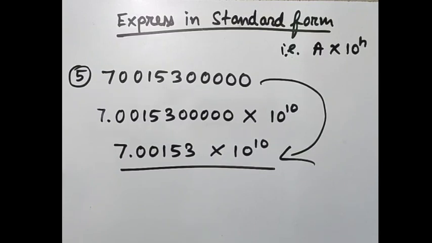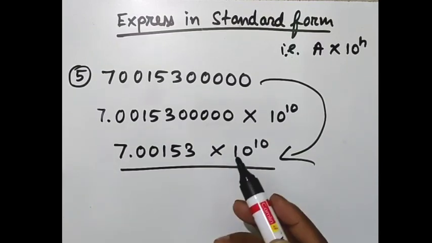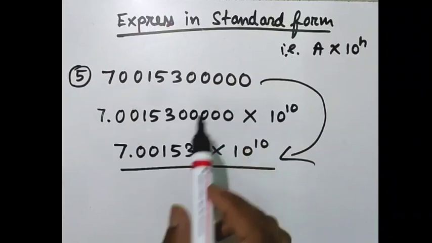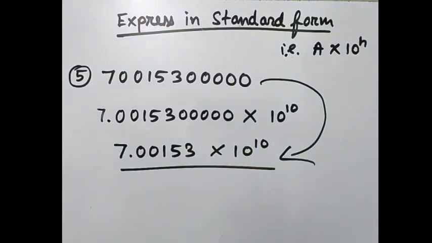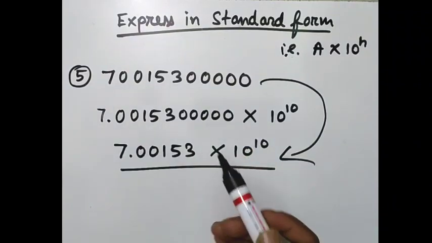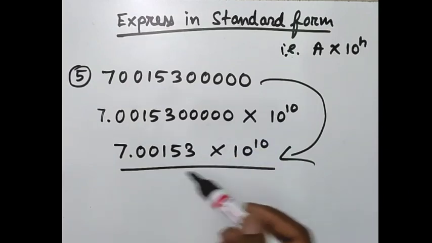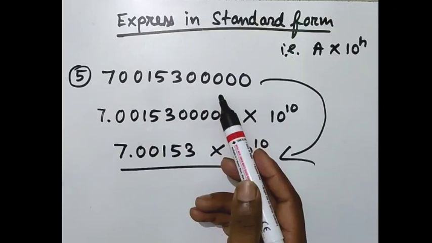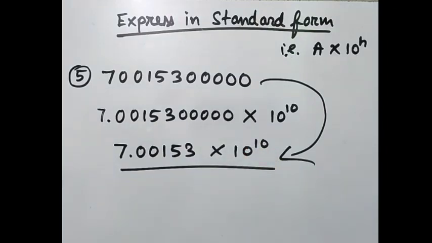Clear? Now remember, when converting to standard form, always keep in mind that the original value shouldn't change or shouldn't be affected. It should always remain the same, because if I multiply this exponential number with this number, the result should be the original number. Okay? So I hope you have understood this lesson.